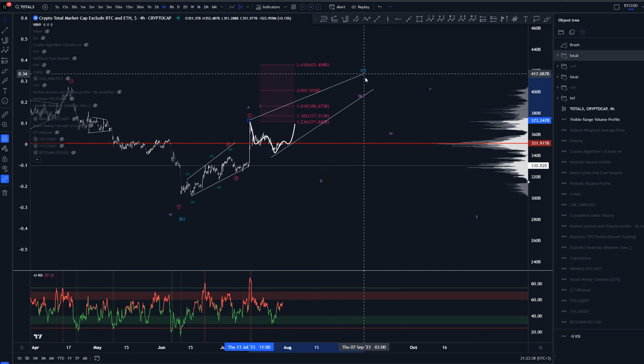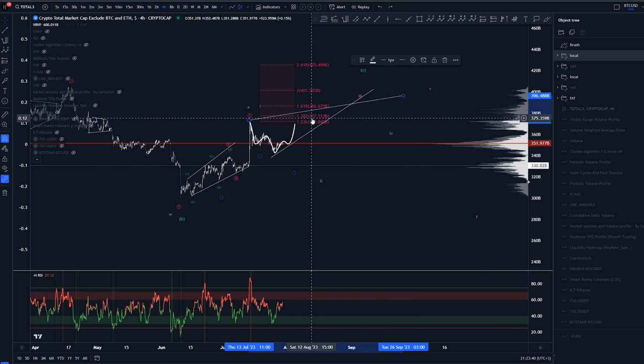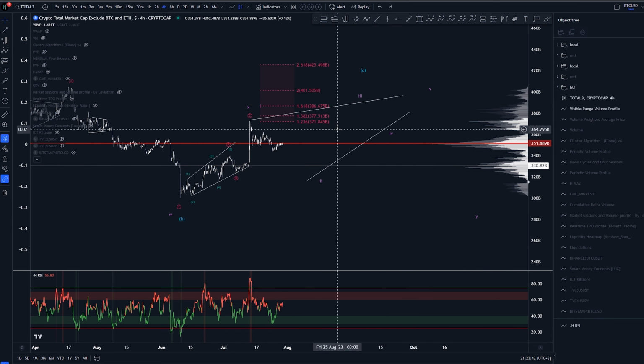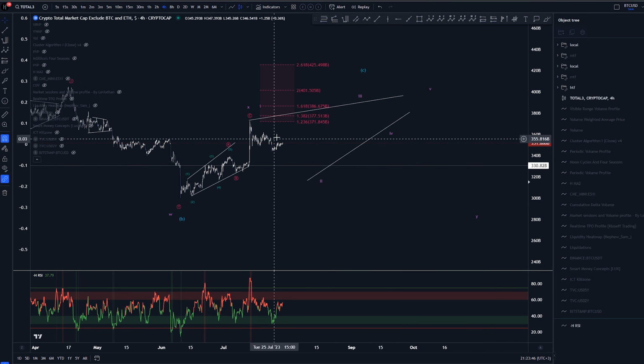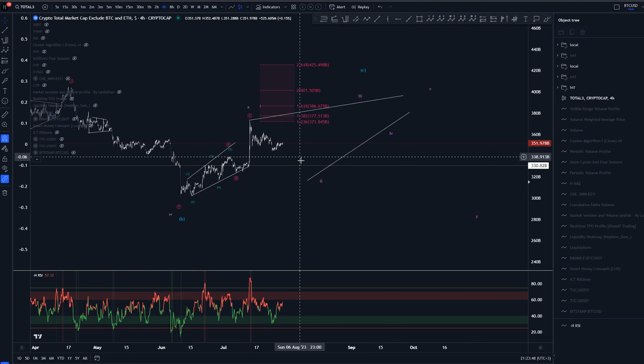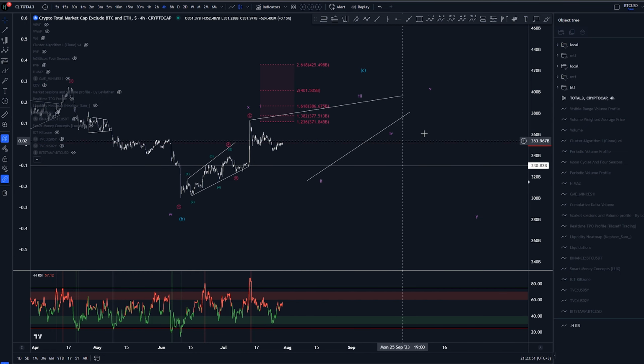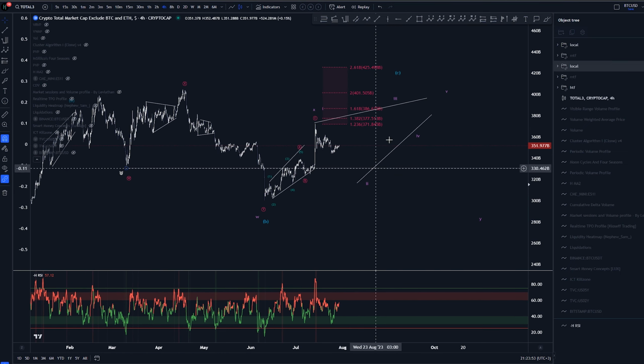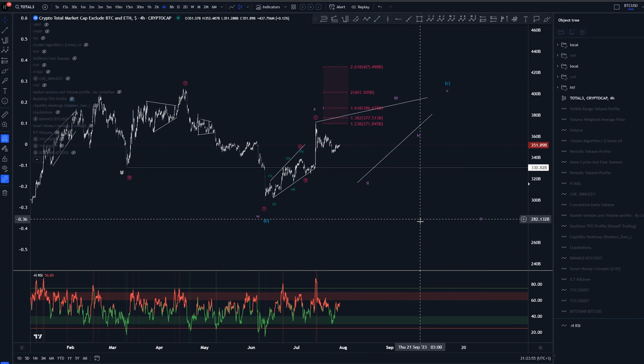Of course, this could be going up, but again, the thing for me is that I would like to see a proper structure as well, with time relations. So that's why I'm looking for this as a possibility. That would be fitting into the idea that this would be a C wave.